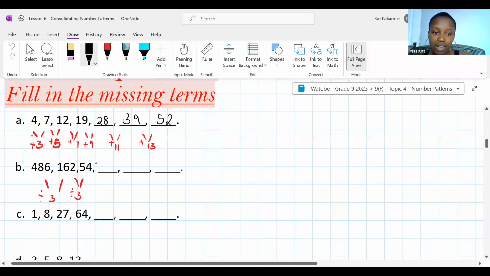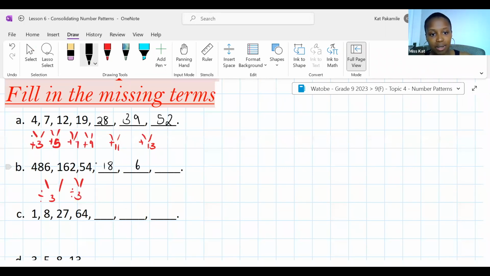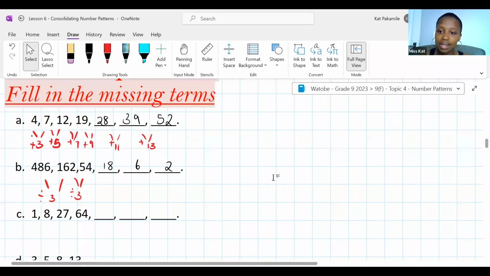So if we divide 54 by 3, we're going to end up at 18. And then divide by 3, that's 6. Divide by 3, that is 2. Okay, let's see what's happening by C.